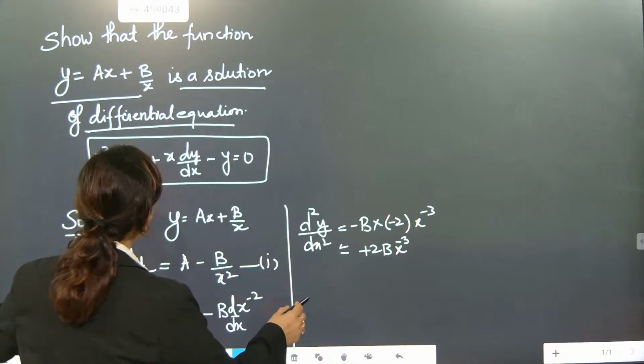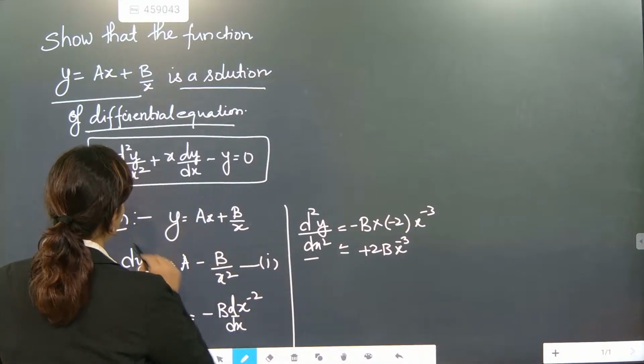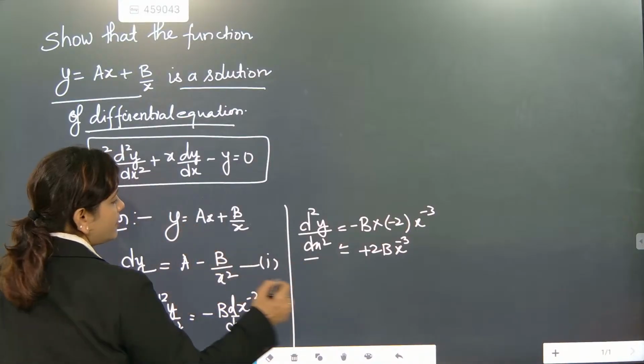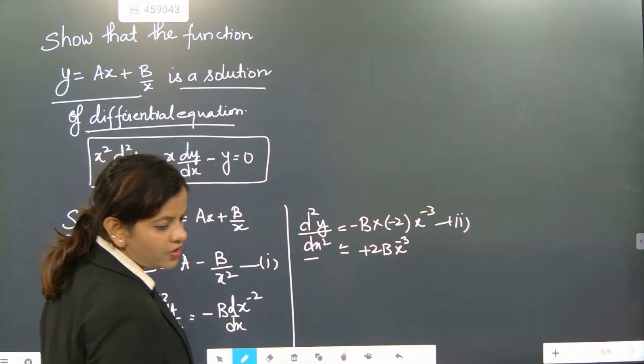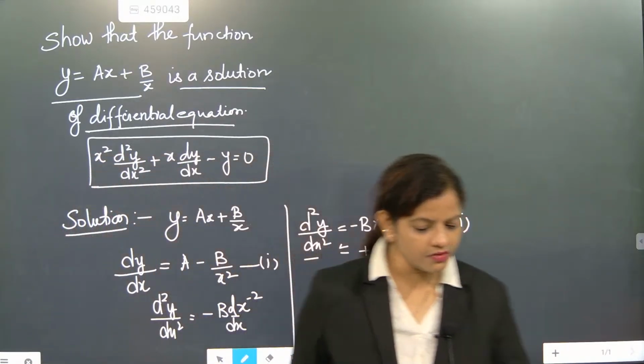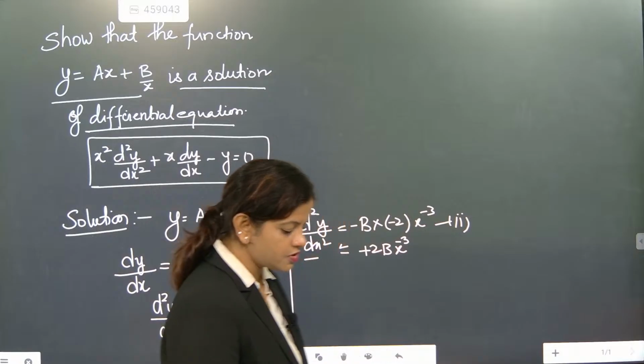So here we got the x square term, and here we got the dy by dx and d2y by dx square values. Once we have all the values, the only work left is to substitute.